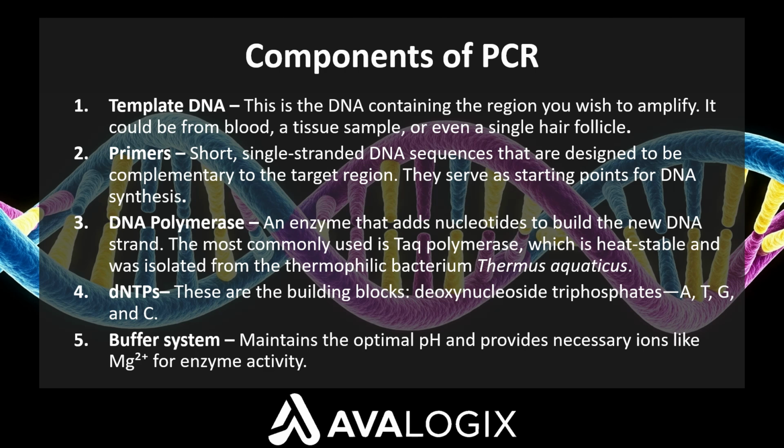Third, Taq polymerase is the enzyme that synthesizes the new DNA strand. Isolated from the thermophilic bacterium Thermus aquaticus, this enzyme remains stable at the high temperatures used in PCR, around 95 degrees Celsius. This thermostability is what makes Taq polymerase ideal for PCR, where repeated heating would denature ordinary DNA polymerases.